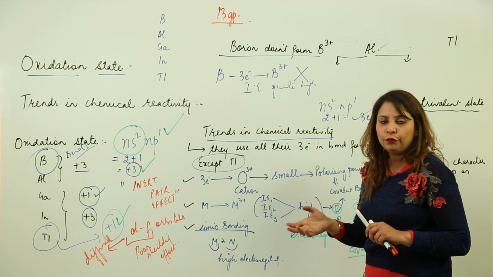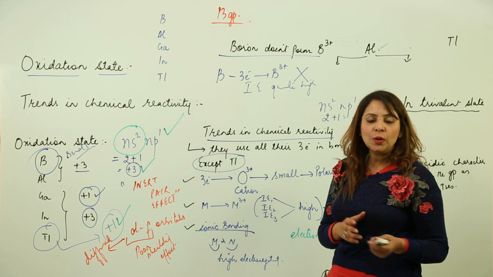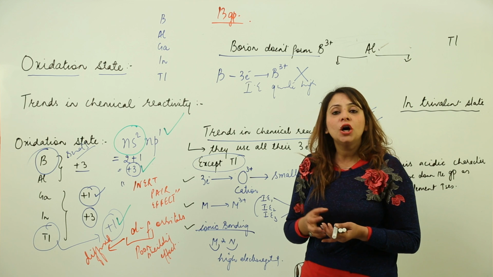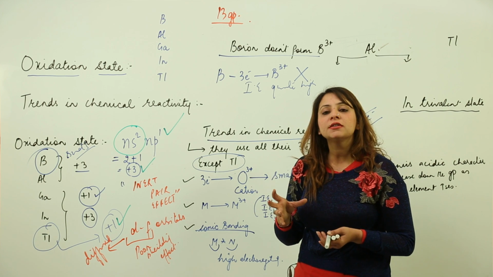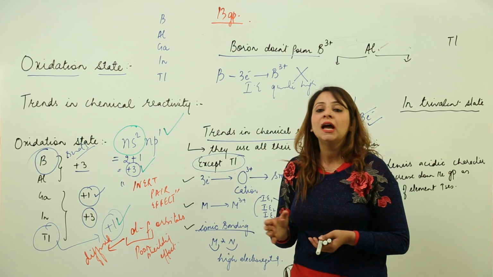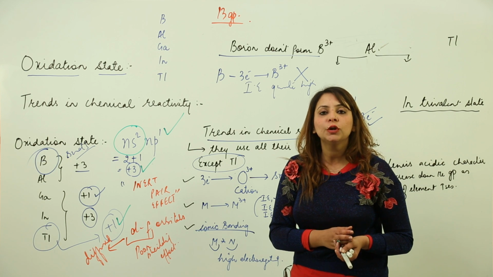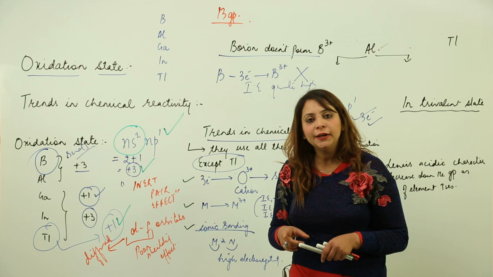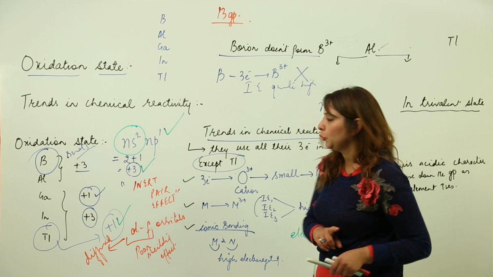The question can be in any form. So you are going to answer in a way that boron cannot lose its 3 electrons because it is smaller, so the ionization energy is quite high and we cannot supply that energy in order to convert it into B3 positive. So that is the reason it shows covalent bonding instead of the ionic bond.